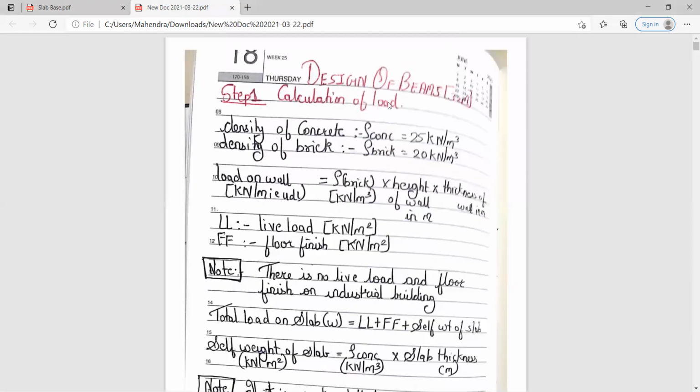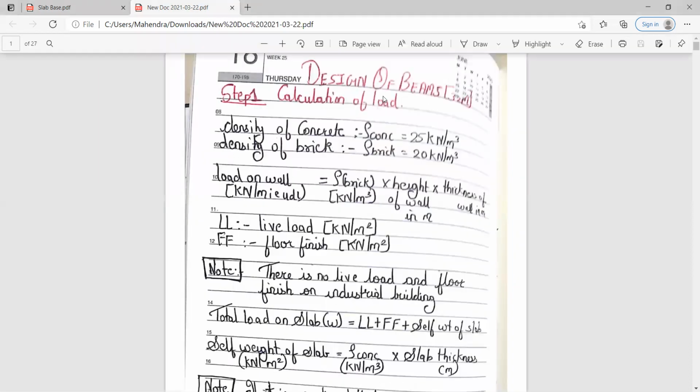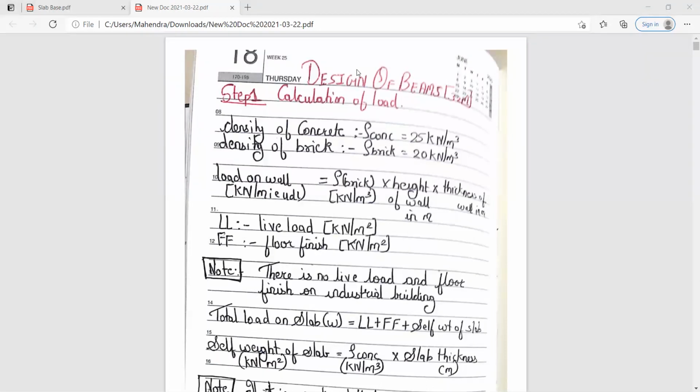So now we'll start with the design of beams. Design of beams questions are being asked up till now for 32 marks. I don't know whatever marks pattern will be there in your current semester, but up till now the problem is being asked for 32 marks. So we'll start with the design of beams. First of all, we are going to see the design steps for calculation of design of beam.